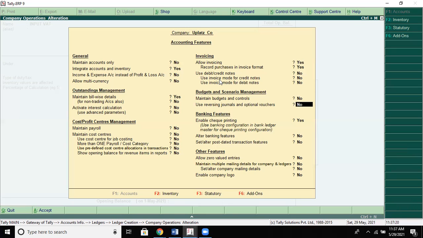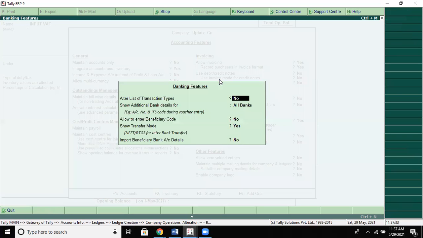Budgets, everything is no. Banking features. You can see here. Enable check printing. Use banking configuration, bank ledger master. Yeah, as of now yes. Alter banking features. If you want to maintain any banking features alteration, you can maintain here. What are the banking features you want to alter? Alter list of transaction types. No. Show additional bank details for account number, IFSC code during voucher entry. Or if you want, you can say all banks.